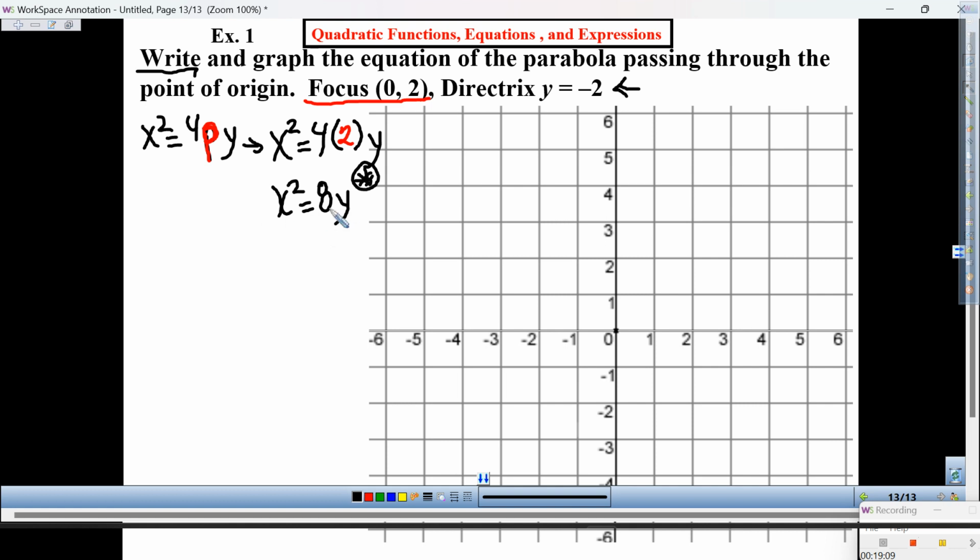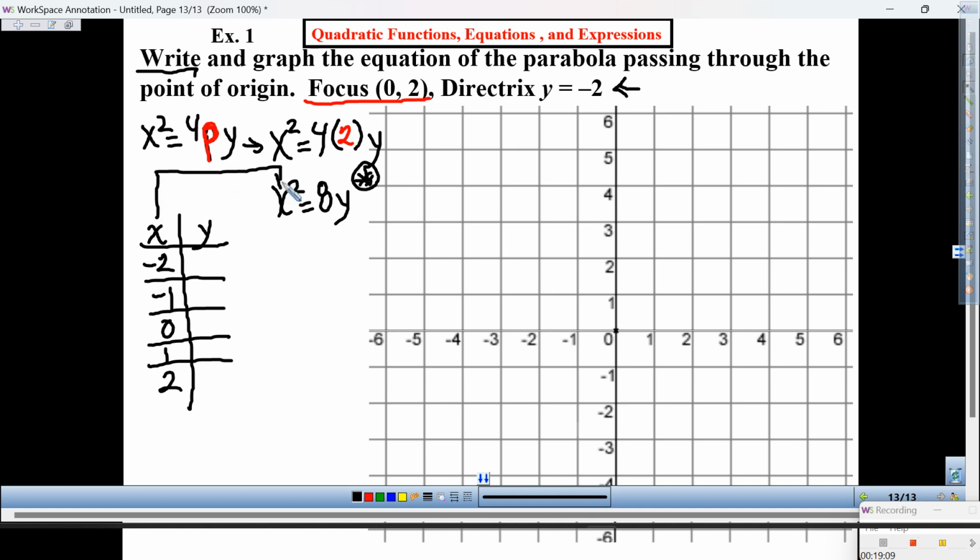However, this looks kind of funky. So that means we're going to use a table. So tell your neighbor the domain that we're going to use for the table. What's the domain? -2, -1, 0, 1, 2. This is exactly how the home plate is going to go. Since we're going to substitute x values, I'm even going to use an arrow so you can see where we're going to substitute. We're going to substitute values for x. That means we need to open up parentheses squared equals 8y and substitute all these values.